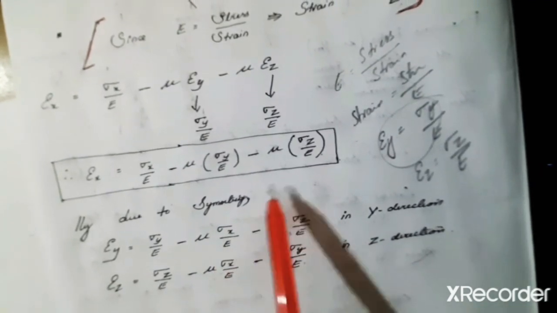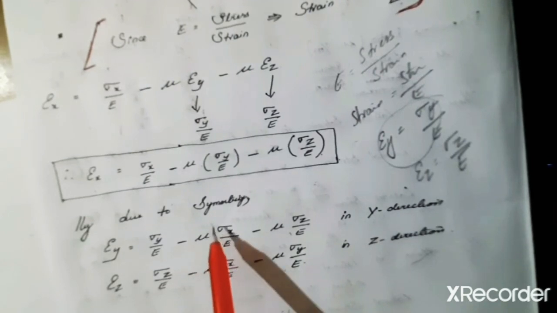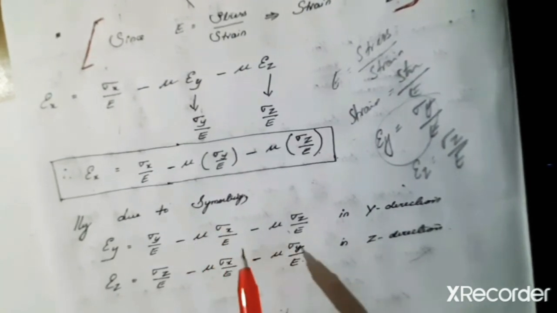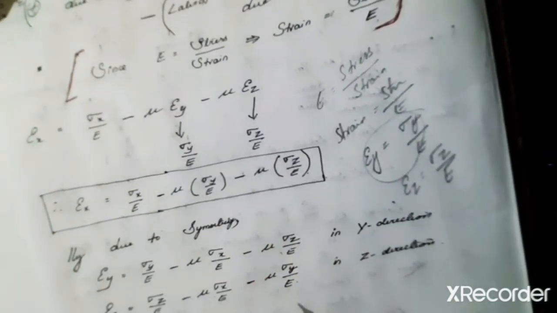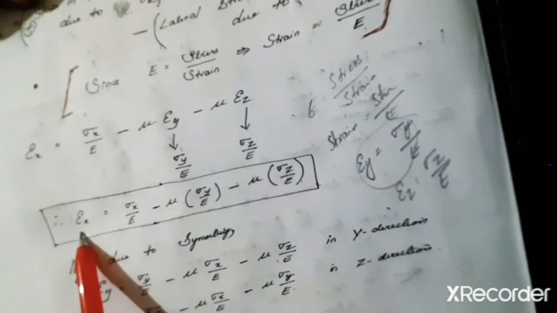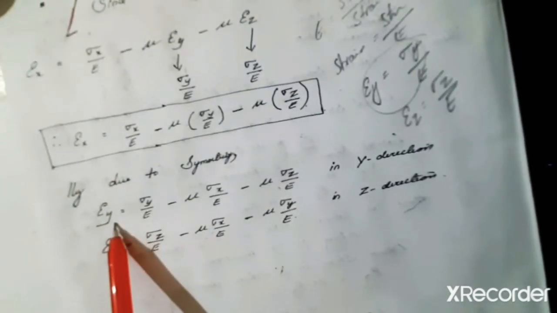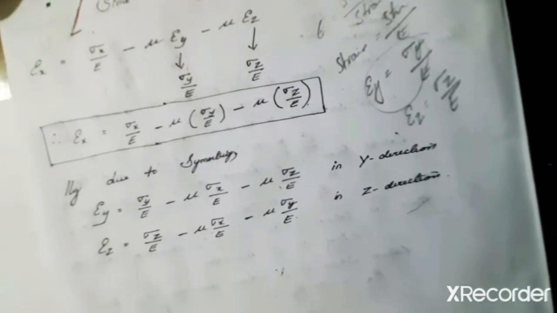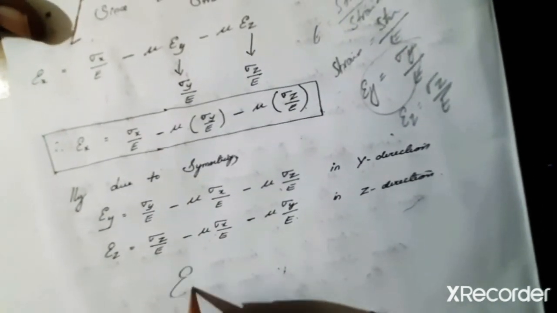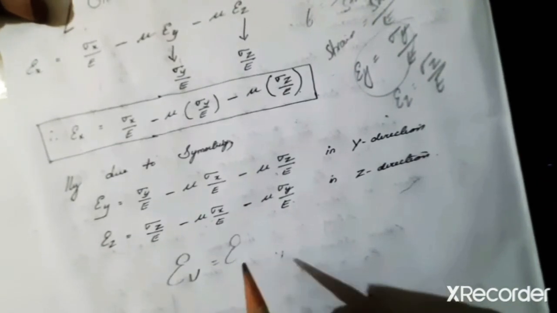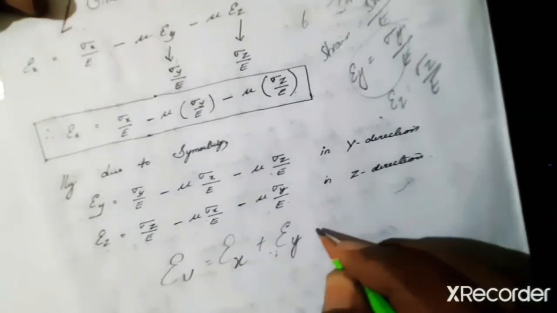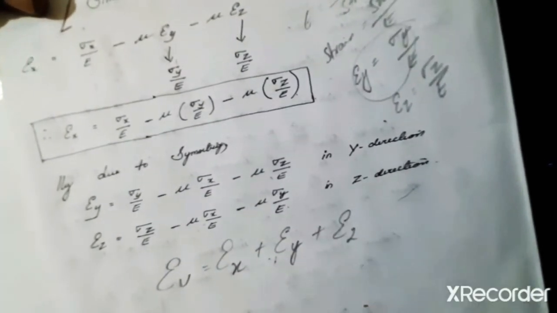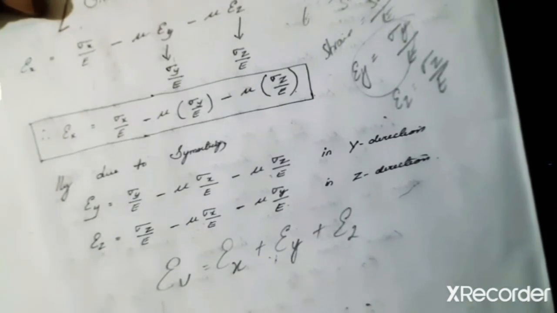In such a case, even this mu is going to become 0. Poisson's ratio will be equal to 0 if lateral strain is 0. So this is all about the volumetric strain. So this is the net strain in x direction, this is the net strain in y direction, this is the net strain in z direction. Therefore, the volumetric strain epsilon v can be written as epsilon x plus epsilon y plus epsilon z. I hope you understand this.